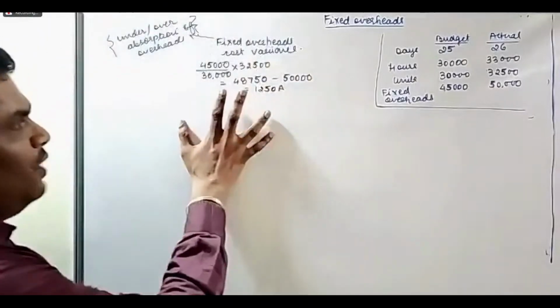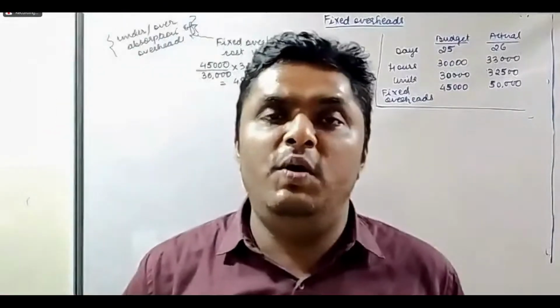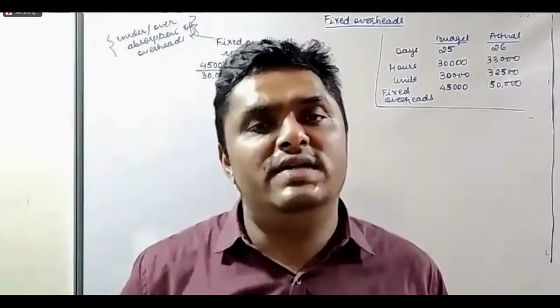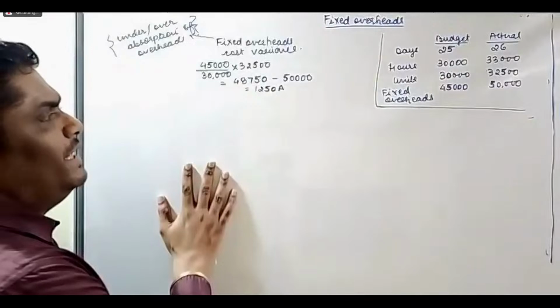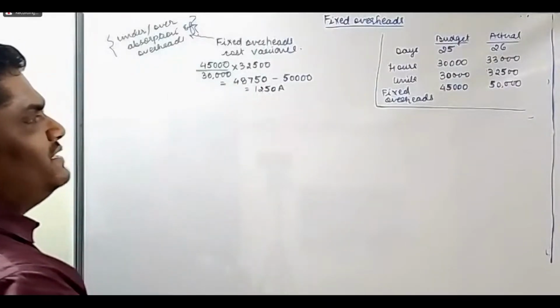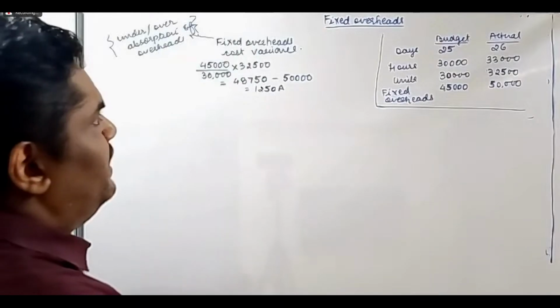Anyways, since my absorbed overheads are less, it is under absorption. Herein, my absorbed overheads are less than actual overheads, so it is under absorption. My overheads were expected at 48,750. However, my actual overheads are 50,000. So 1,250 extra, and that's why we can call it adverse.